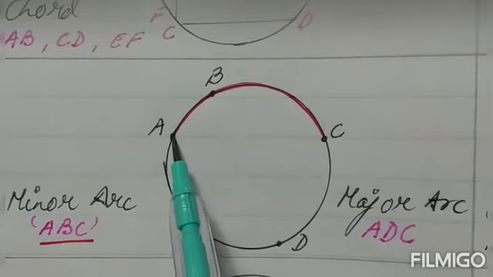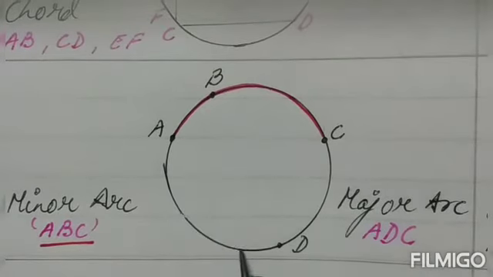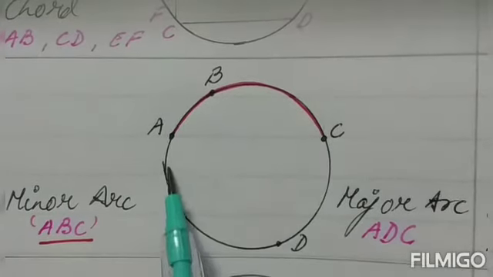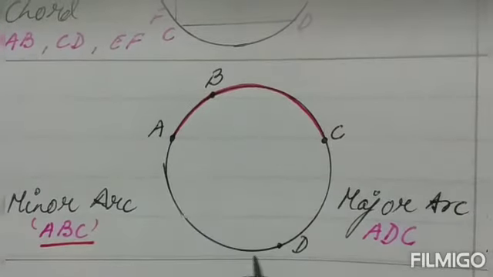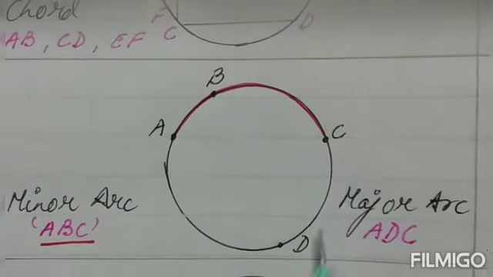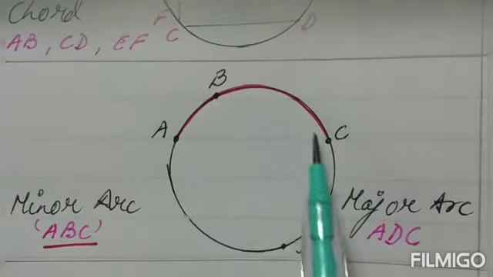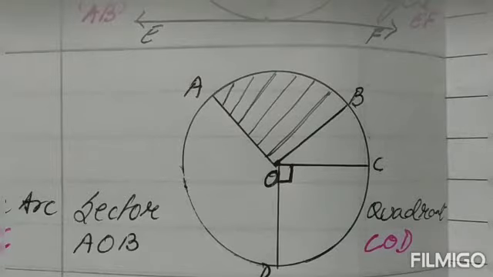And if we look at this portion, children, it is extending and it is covering a major portion of the circumference, that is from AD to C. So this is forming the major arc. So the arcs are always drawn on the circumference of the circle.